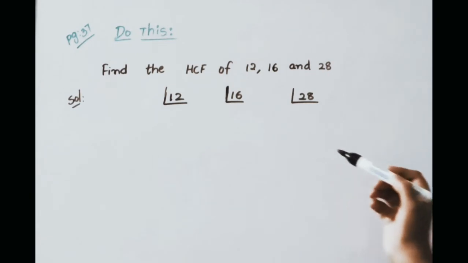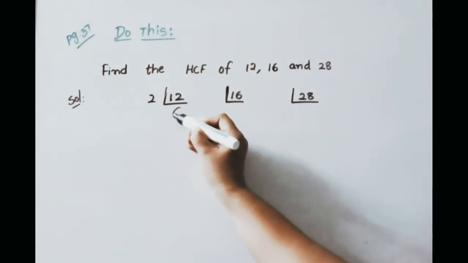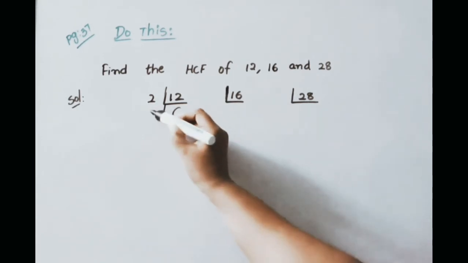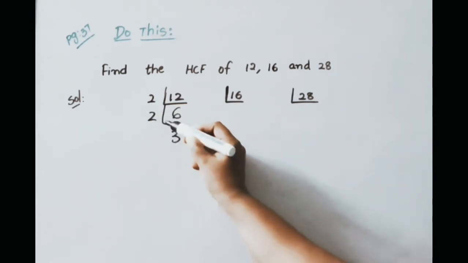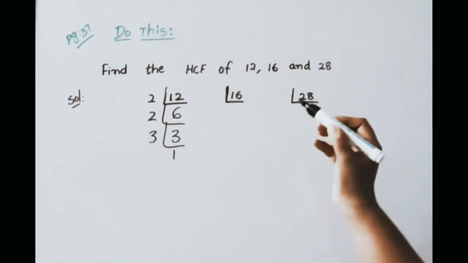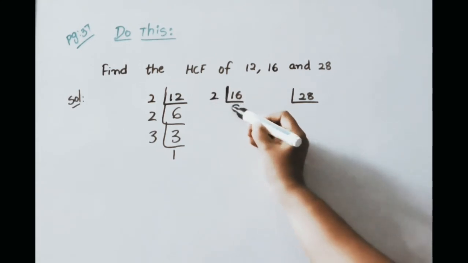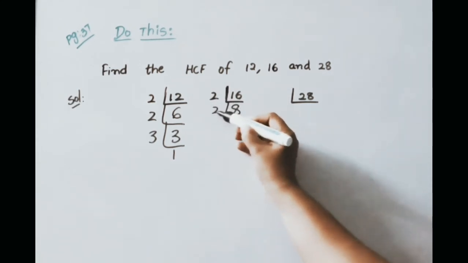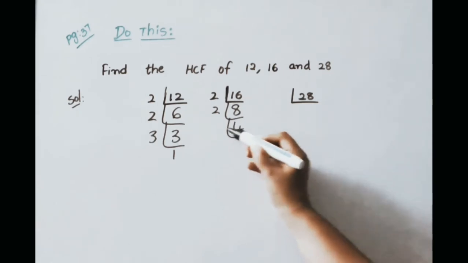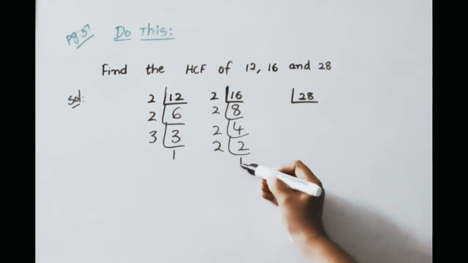Let us find factors for all the three numbers. 12. 2 table, 2 6s are 12. Again 2 table, 2 3s are 6. Now 3 table, 3 1s are 3. Take 16. Now let us find factors for it. 2 table, 2 8s are 16. 2 table, 2 4s are 8. Again 2 table, 2 2s are 4. Again 2 table, 2 1s are 2.